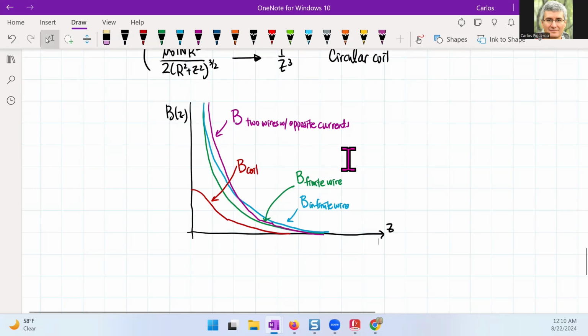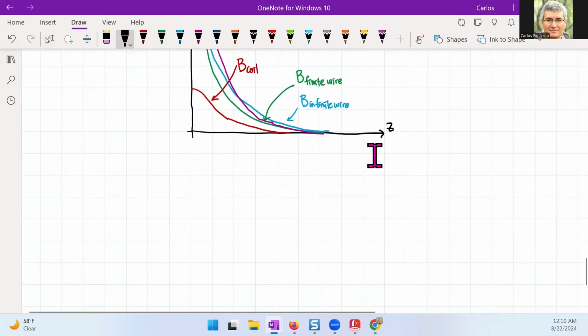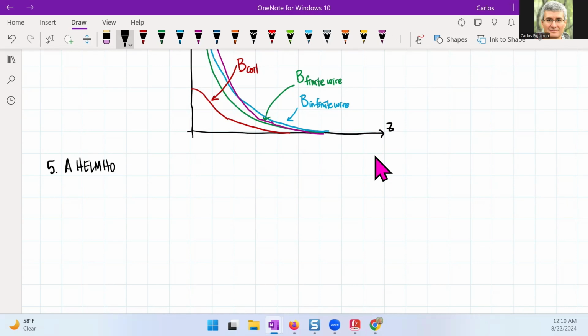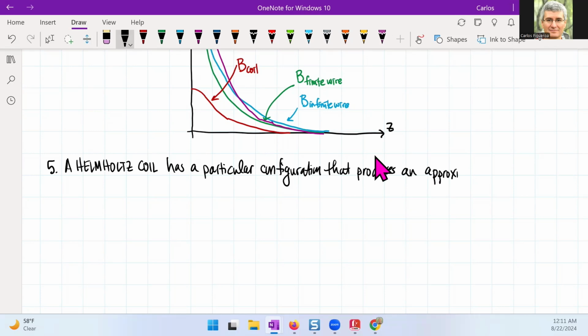So before we move on, there's one thing that I want to at least allude to a little bit because we're going to see these in the lab quite a bit. A Helmholtz coil has a particular configuration that produces an approximately uniform magnetic field over a small region.